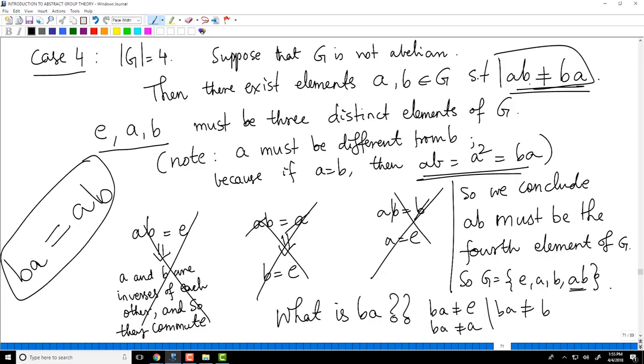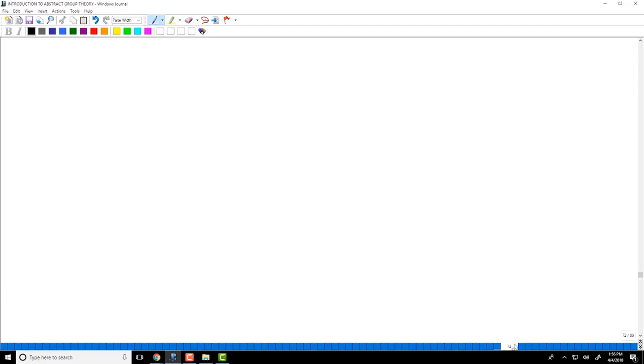So, we cannot have, in other words, so is it clear? So, ba must be one of the 4 elements, because there is no more room in the group. The group has only 4 elements, and we have already identified 4 distinct elements. But ba cannot be e, because in that case they are inverses of each other and they commute. ba can't be a, ba can't be b, and ba has to be ab, in which case they commute with each other. So, it is a contradiction. So, the hypothesis that we started with, that there exist 2 elements a, b such that ab is not equal to ba, is wrong. In other words, G must be abelian. So, case 4 is also done. In case 4, we have concluded that G is abelian.